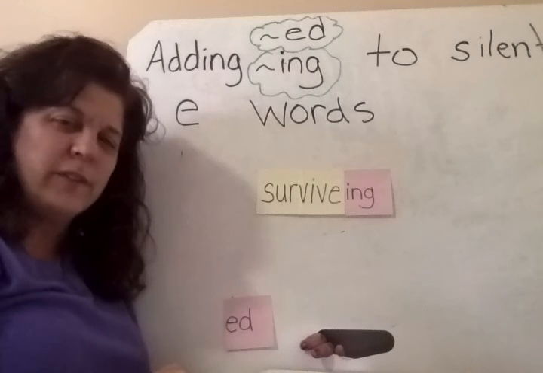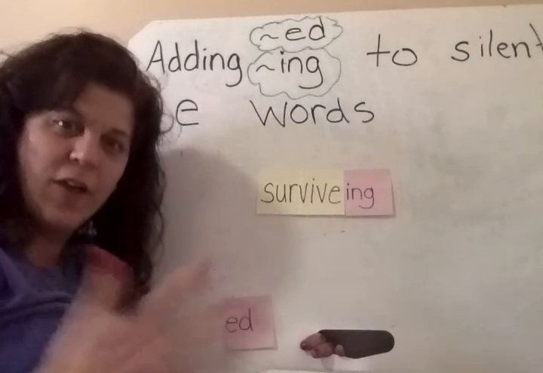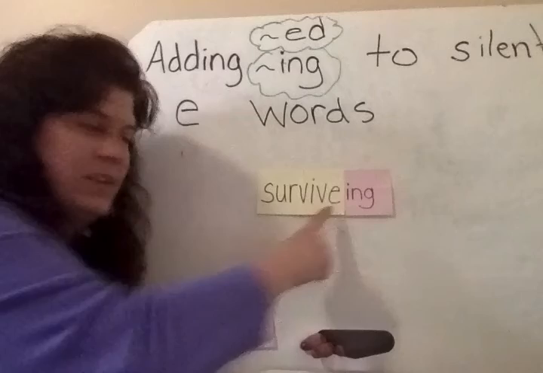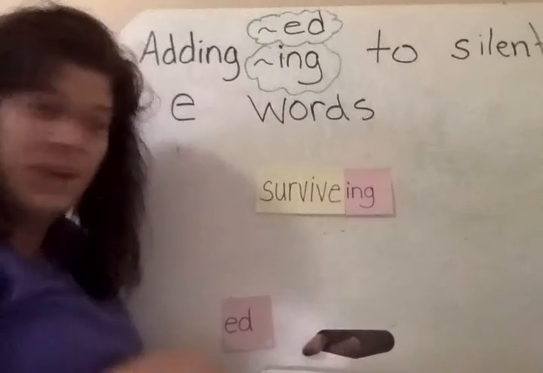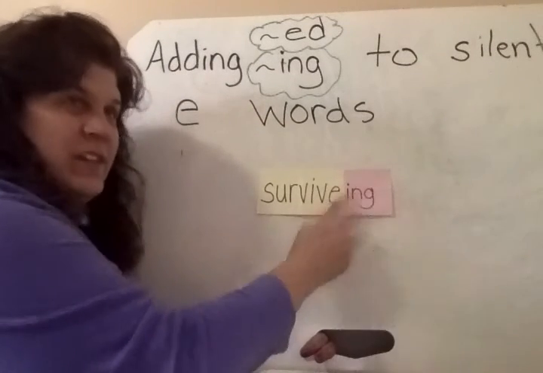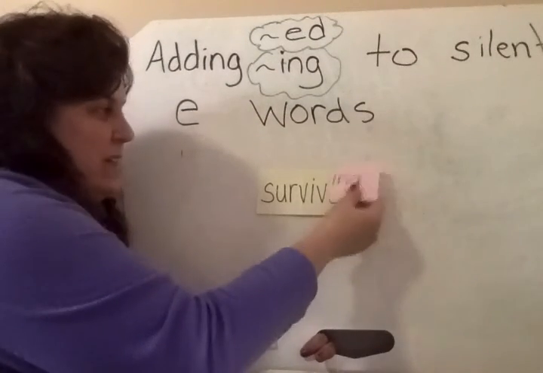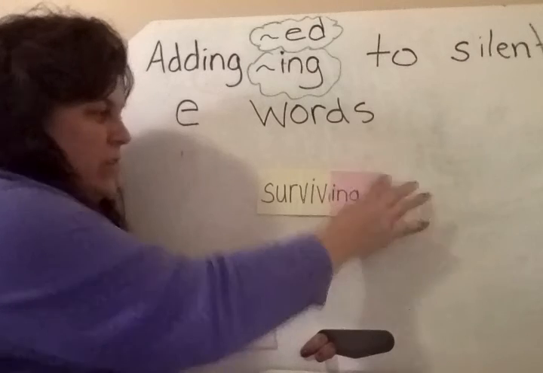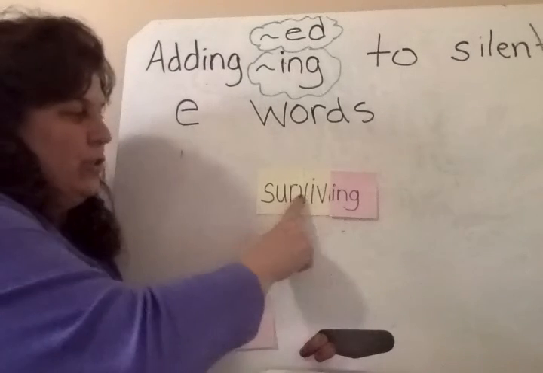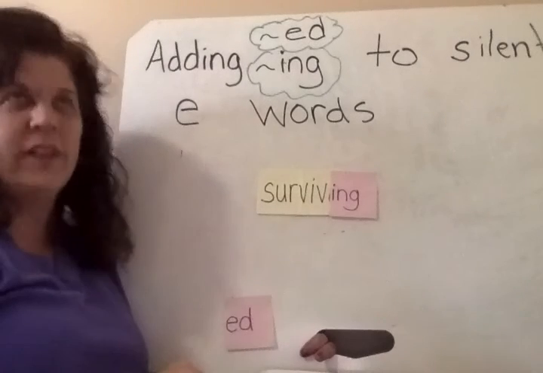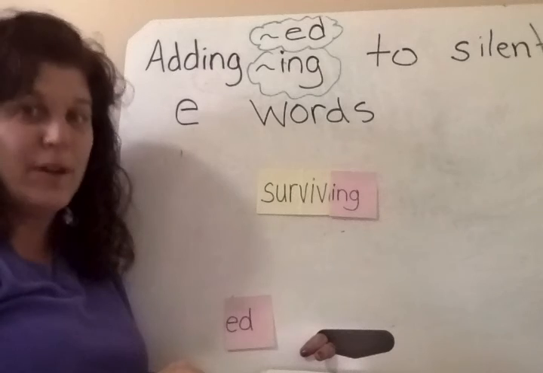What was the trick? Somebody shout it out. What's the trick? There's a silent E. Oh yeah, I heard you. Silent E. Take the E off before you put on that tail. And now it says surviving. Well, that sounds better and that looks a lot better.